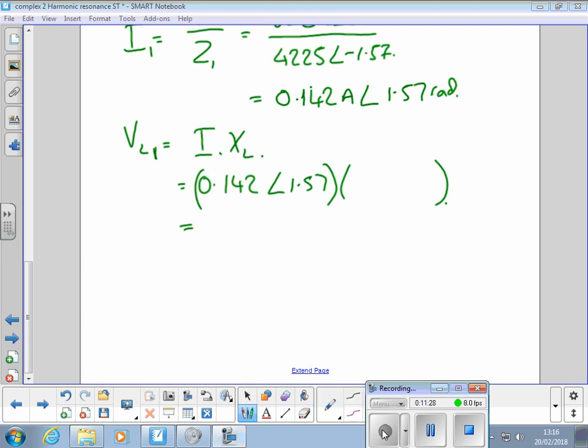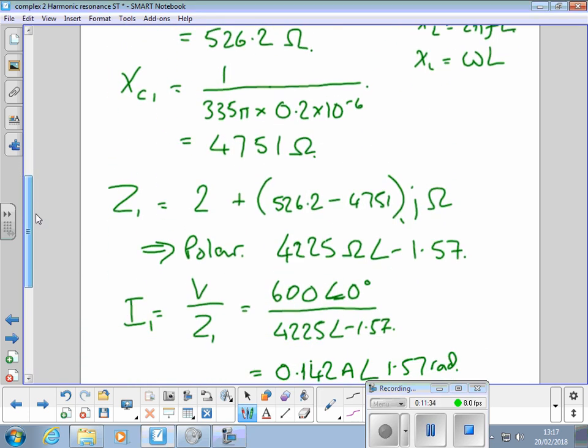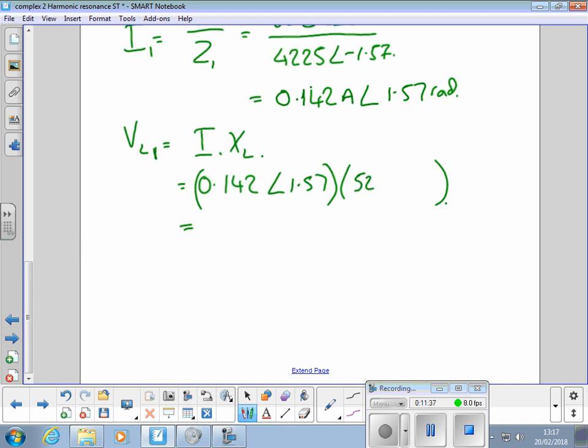My XL was 526.2, angle, not in degrees, pi over 2. Like I said, we aren't overly concerned about the angle. What we're interested in mainly is the magnitude of the voltage to compare to that we get for the third harmonic.